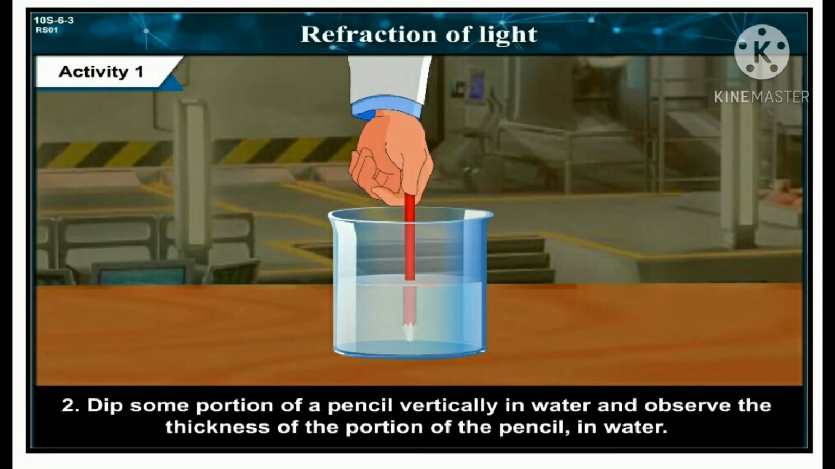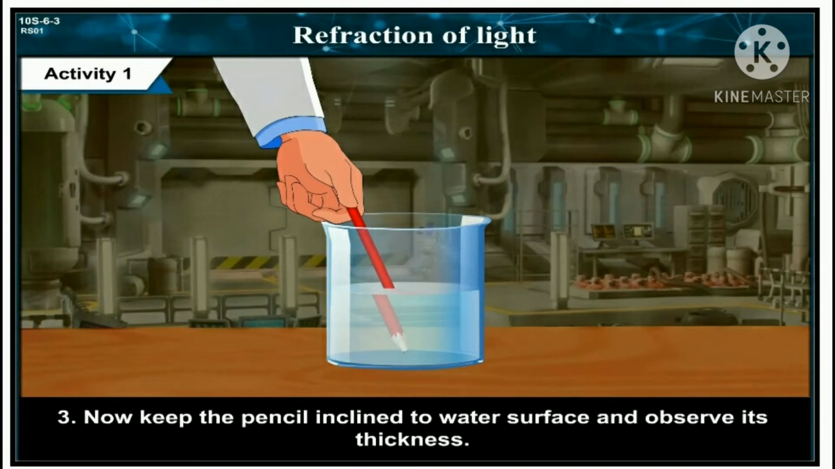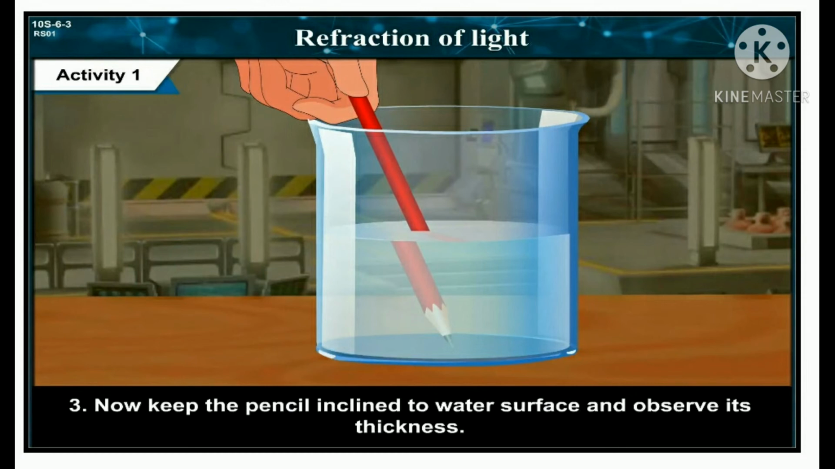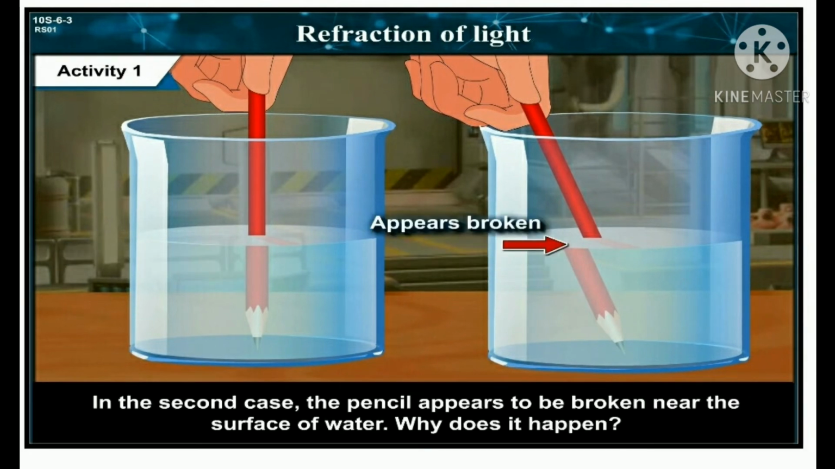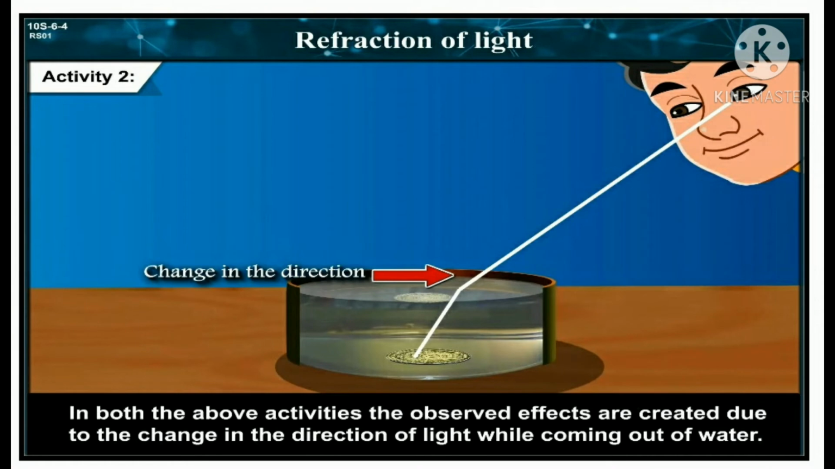2. Dip some portion of a pencil vertically in water and observe the thickness of the portion of the pencil in water. 3. Now keep the pencil inclined to water surface and observe its thickness. In both the cases, the portion of the pencil inside water appears to be thicker than the portion above water. In the second case, the pencil appears to be broken near the surface of water. Why this happens?